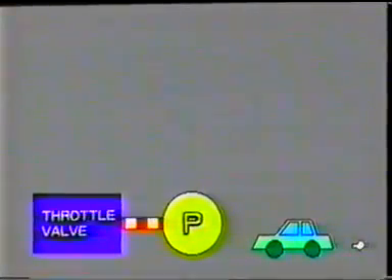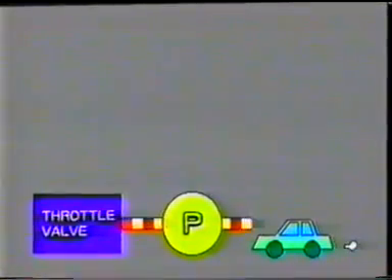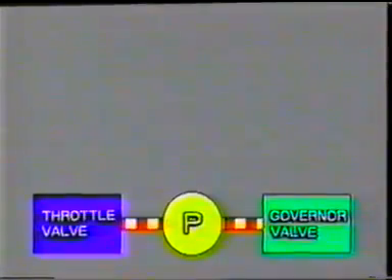Hydraulic pressure is generated in the oil pump. And the amount of this pressure is regulated by the throttle valve according to the engine load. The resulting pressure is called throttle pressure. The hydraulic pressure, which is created by the oil pump, is also regulated by the governor valve according to the speed of the vehicle. The resulting pressure is called governor pressure.